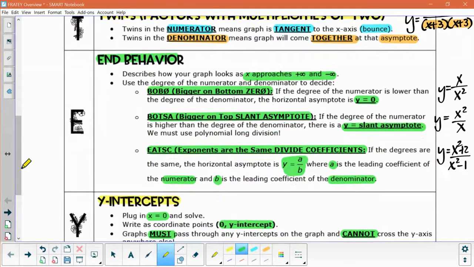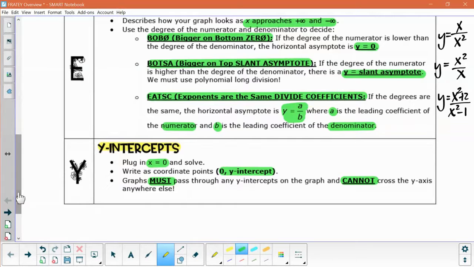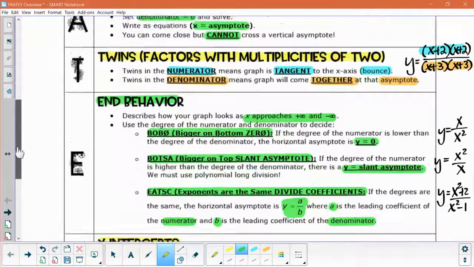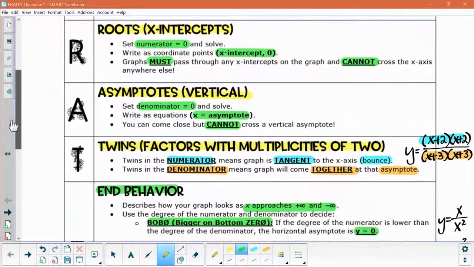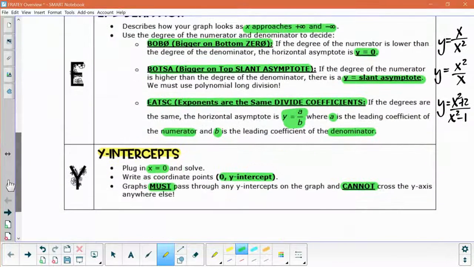In end behavior, you're looking at the highest exponents of your numerator and denominator. You have three options: bigger on bottom, bigger on top, or they're the same. And then your y-intercepts, you're plugging in 0 everywhere you see an x, and you get your y-intercept that way. One thing to note here, for x-intercepts and y-intercepts, they act as gateways. You cannot cross anywhere else but through an x-intercept or a y-intercept.